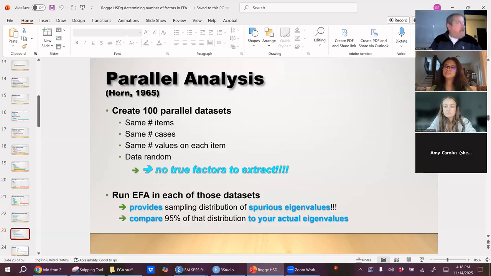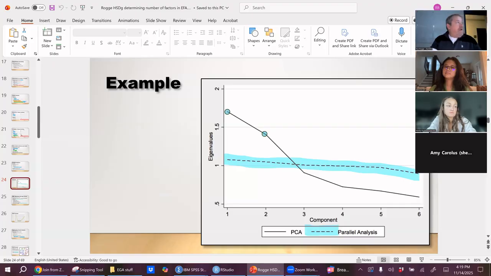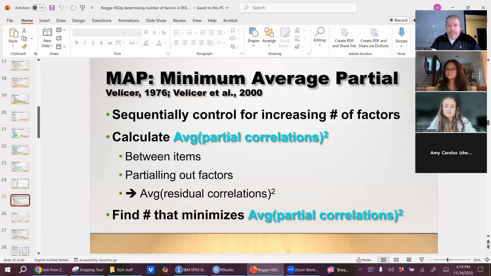So it turns into a sort of a sampling distribution of, if it exceeds this, we're going to believe that it's real. Make sense to everybody? And I'm going to show you this on data in a second. Okay, the second technique that I'm going to talk about is minimum average partial, MAP.